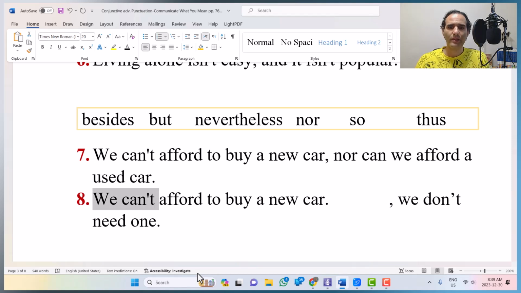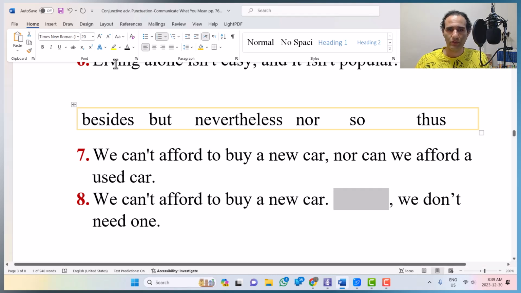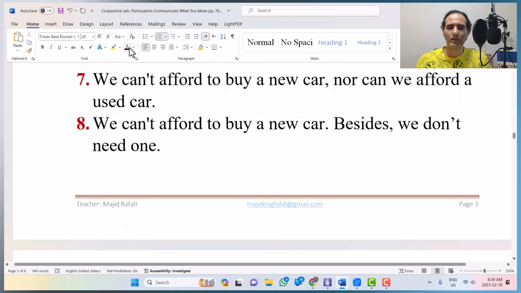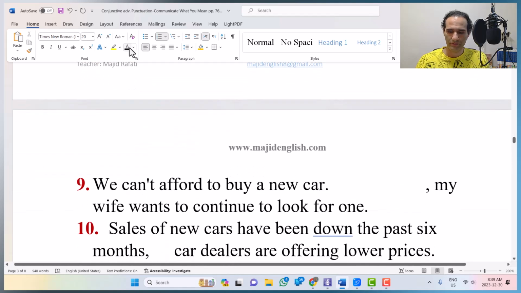Number 8, we can afford to buy a new car. Comma after, it means conjunctive adverb. So it should be, "Besides, we don't need one." We can't afford and we don't need one.